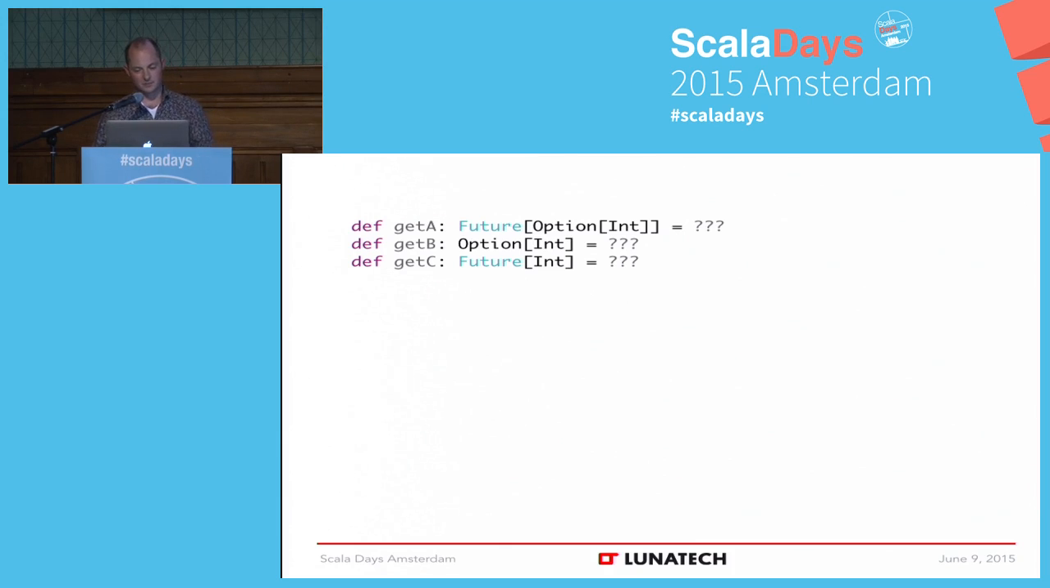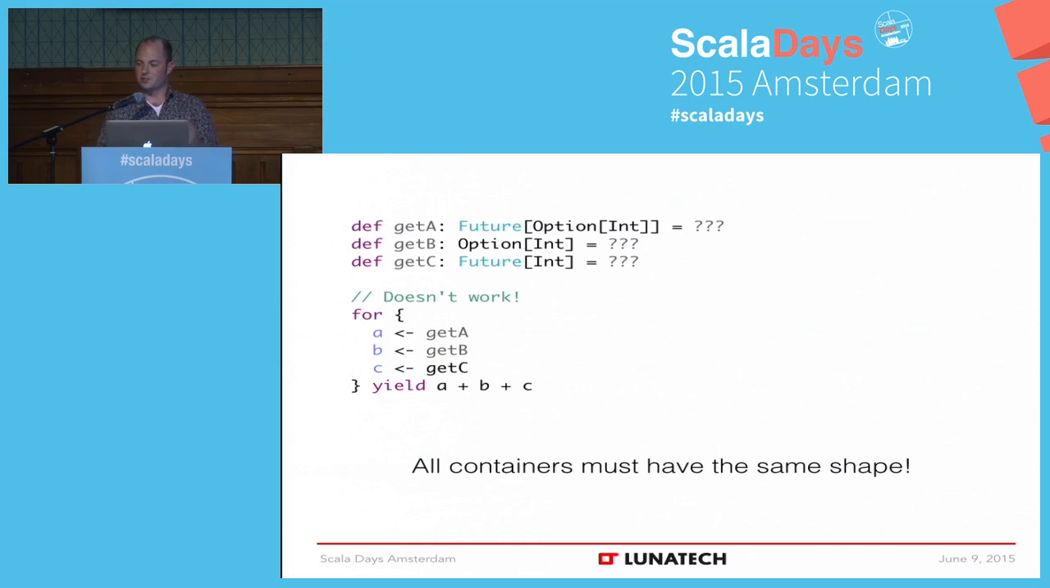And now we're in trouble again, because we cannot just use a for-comprehension, because every generator, so that's the things that are on the right side of the arrows, must have the same shape. You may have experienced you cannot use Option and List in the same for-comprehension, or Option and Future, and the same thing here. Everything on the right side needs to have the same shape.